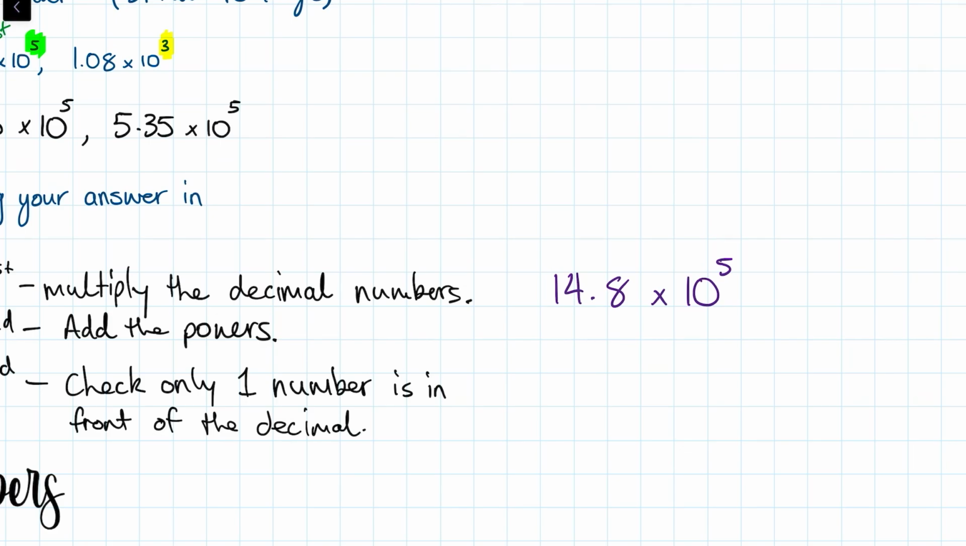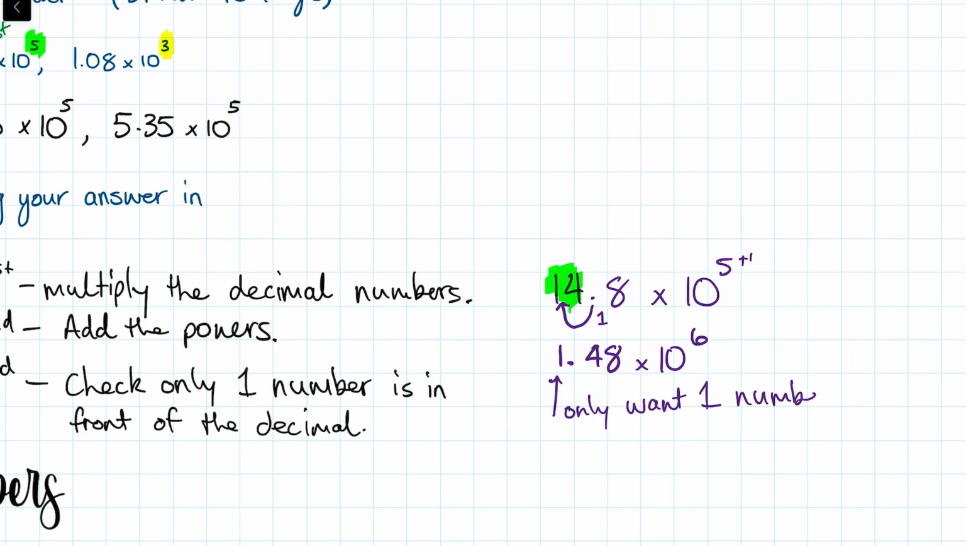When I come back and check, you can see I've got two numbers in front of the decimal, and that's not what I want. So what I need to do is get this decimal point and move it here. So I would end up writing 1.48. But because I had to move it one more spot, I need to add 1 to that power. So then that would become 10 to the power of 6. Because we always only want one number in front of the decimal.